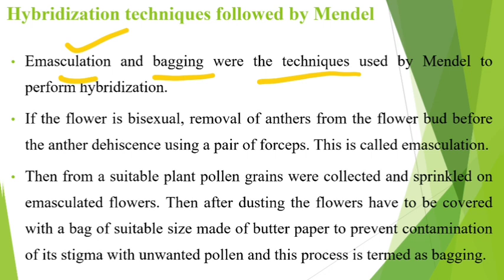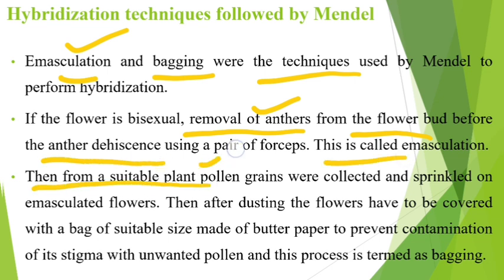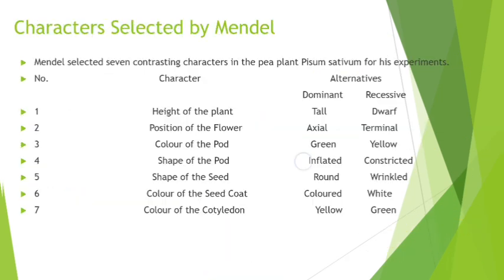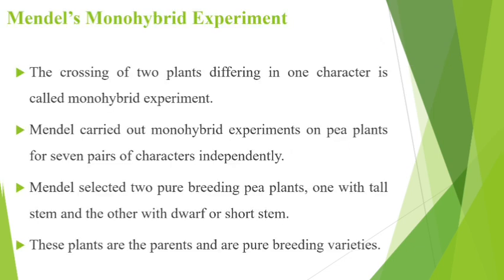If the flower is bisexual, removal of anthers from the flower bud before anther dehiscence is called emasculation. Then suitable pollen grains are collected from a suitable plant and sprinkled on the emasculated flower. After dusting, the flower has to be covered with a bag of suitable size made of butter paper to prevent contamination of its stigma with unwanted pollen by cross pollination. It is called bagging. Next, so these are the characters Mendel selected. Next, the monohybrid experiment.